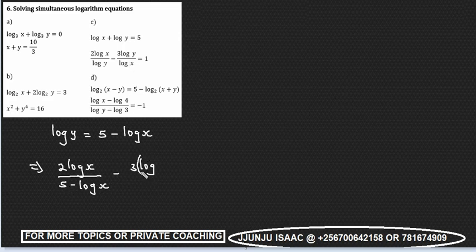Now for log y we shall put 5, so I have 3 log y, which is 3 into 5 minus log x, that is log y, then minus, over log x, equal to 1. So when we look at this, we can now create the same denominator.